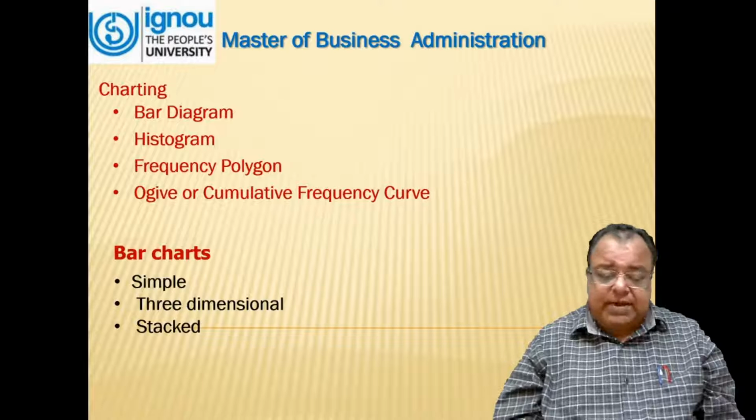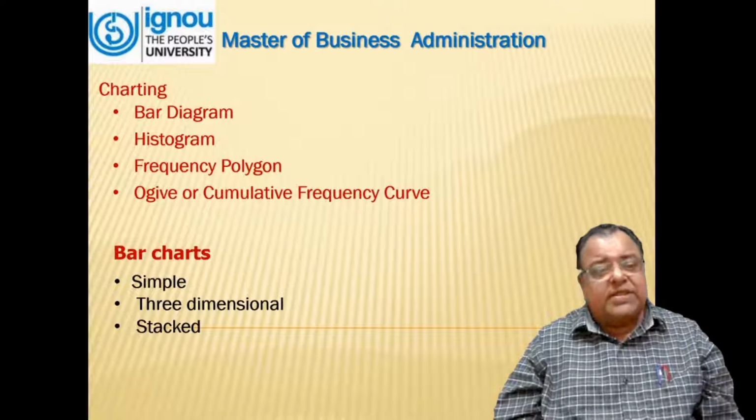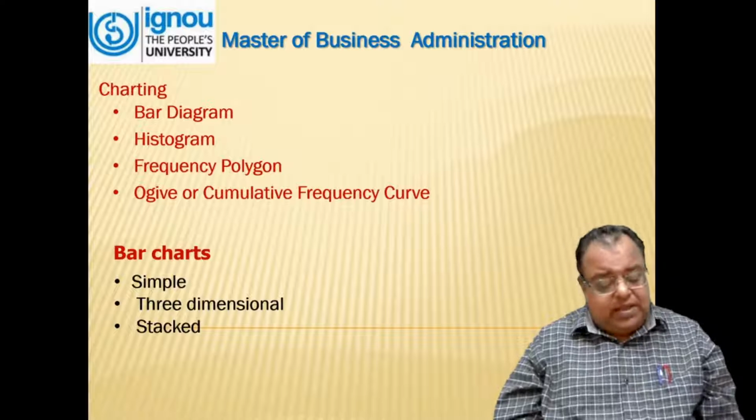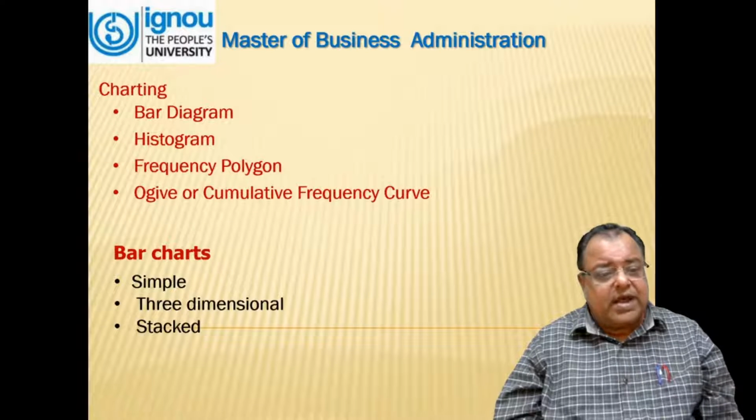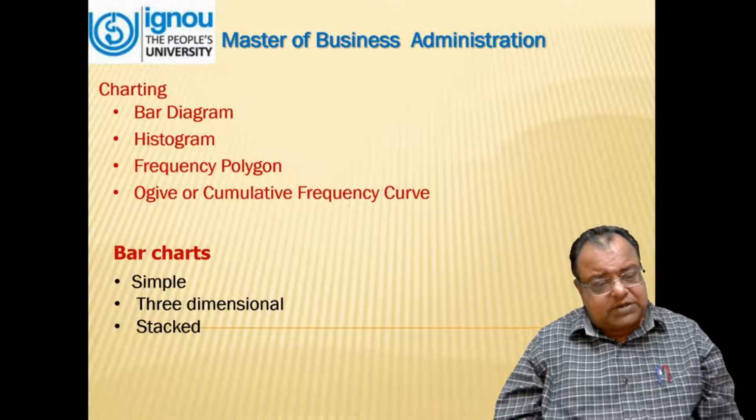Now the data has been collected. We move on to the second part of it, that is charting. For charting, there are 4 options which are normally used. The first one is bar diagram, the second one is histogram, the third one is frequency polygon, and the fourth one is ogive or cumulative frequency curve. We will start with bar charts.